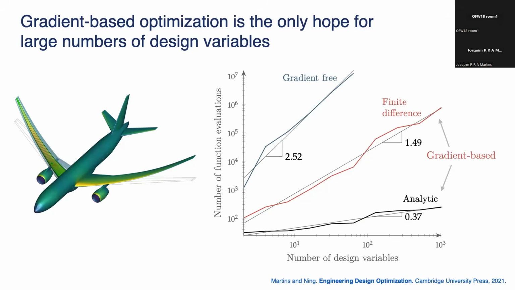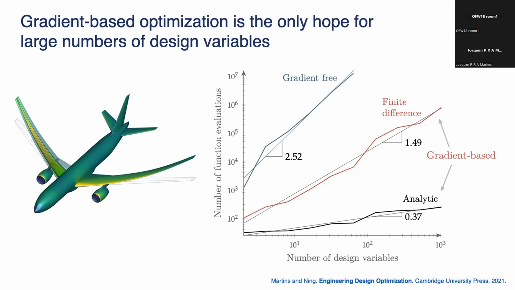Now, if you look at the gradient-free methods, it's the steep slope. Remember, this is a log-log plot. Okay, so that curve goes up exponentially. And if you use gradient-free methods, you're out of luck for more than a few variables. Just not going to happen. Genetic algorithms, forget it. It's not going to work for more than a few variables.